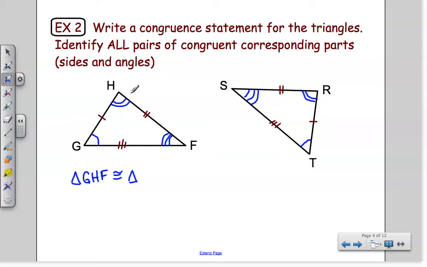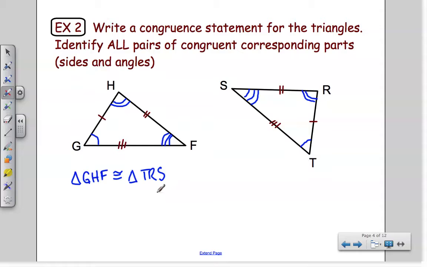Now if I did GHF, notice I did first the angle with one arc, then two arcs, then three arcs. I'm going to have to do the same over here. So one arc, two arcs, three arcs. TRS would be the correct way to list that one. And let's check it out. This one I did GHF. I did the one tick mark side and the two tick mark side. One tick mark side, two tick mark side. So we're good to go. There's my congruence statement. Now let's list all of the pairs of congruent corresponding parts.